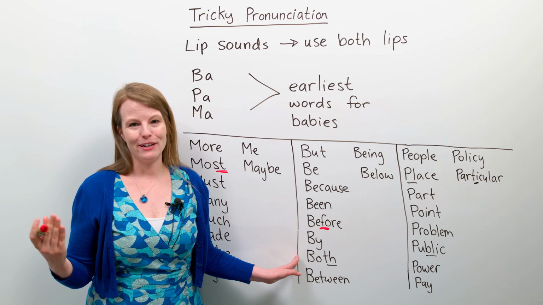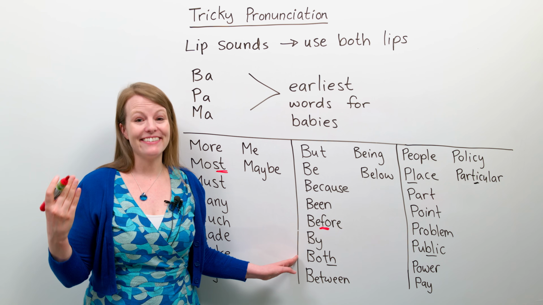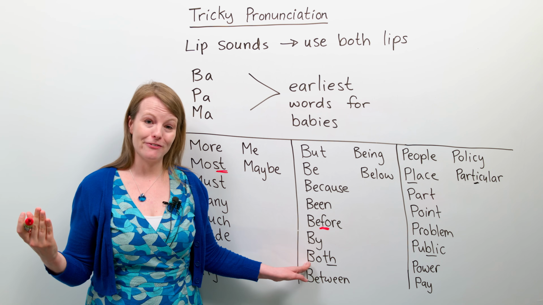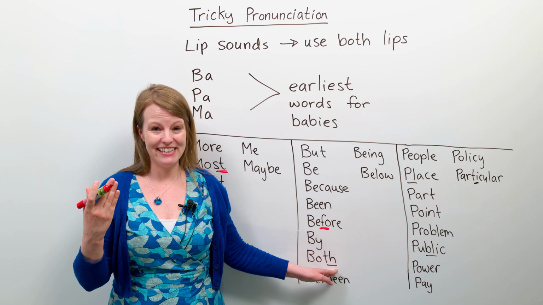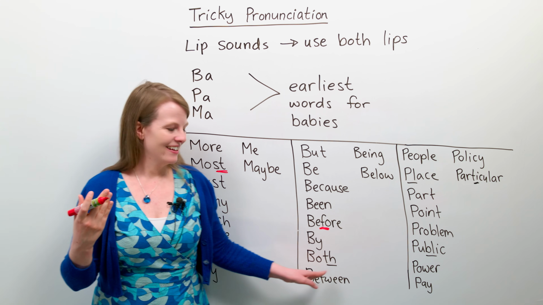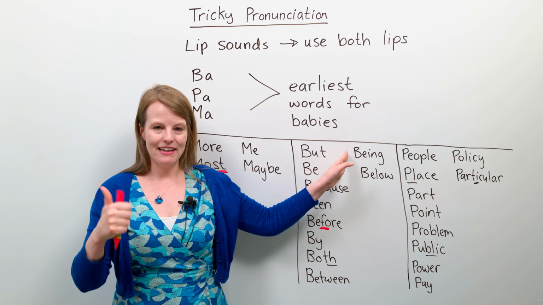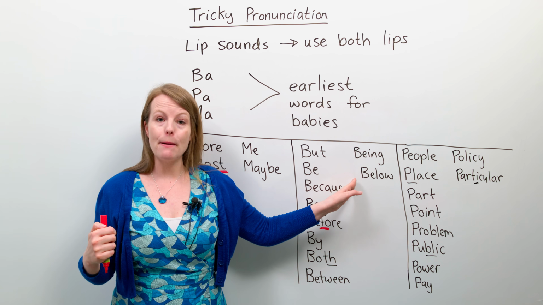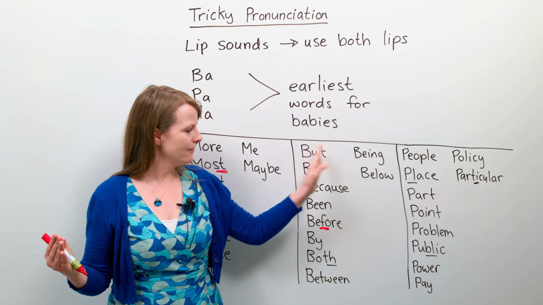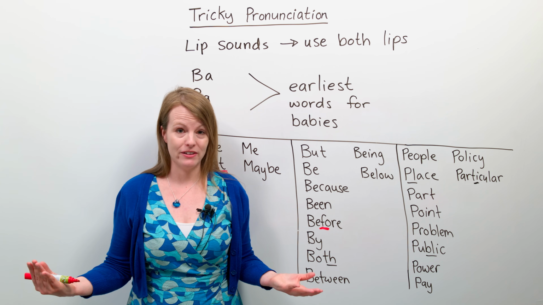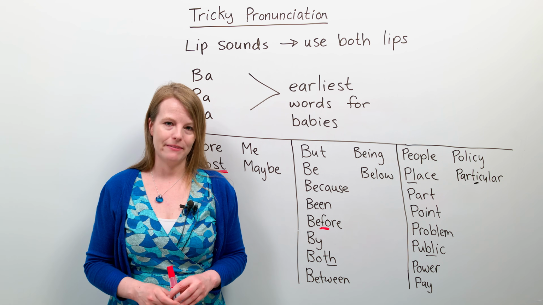Okay, so this is a difficult one for a lot of you, I think. Both. So we have our B sound at the front, but then we have our TH sound where you use your tongue and your teeth. Both. Between. Being, and below. So I want you to think to yourself, do you have any trouble with any of these words? Or do you not know some of these words? These are common words, so it's good to learn what they mean and how to pronounce them.